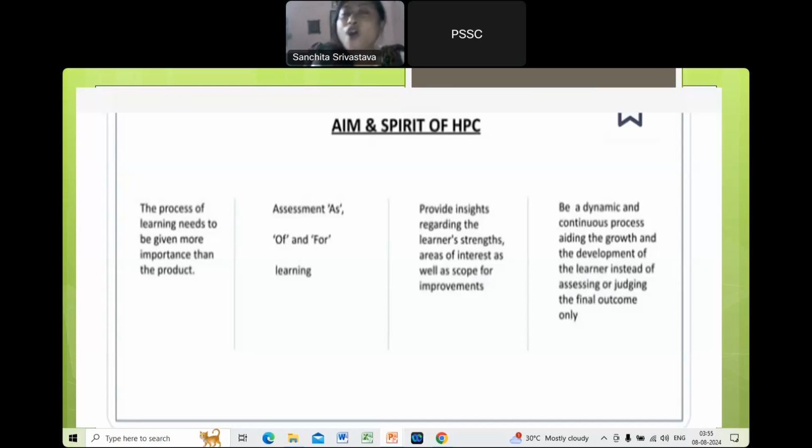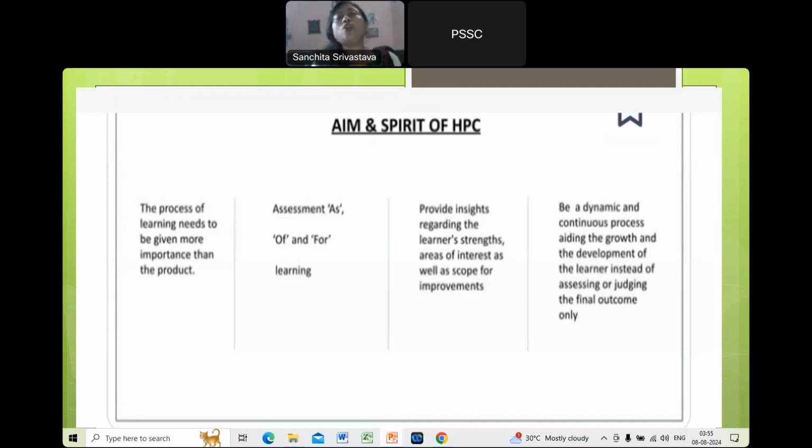See, as, of, and for. These are the three words, how you can analyze the performance or the progress of a child. Isn't it? Assessment as, what you have to do, the activity. Of, what you are assessing, the content. And for, what you are assessing. Now, provide insight regarding the learner's strength, areas of interest, as well as scope for improvement.